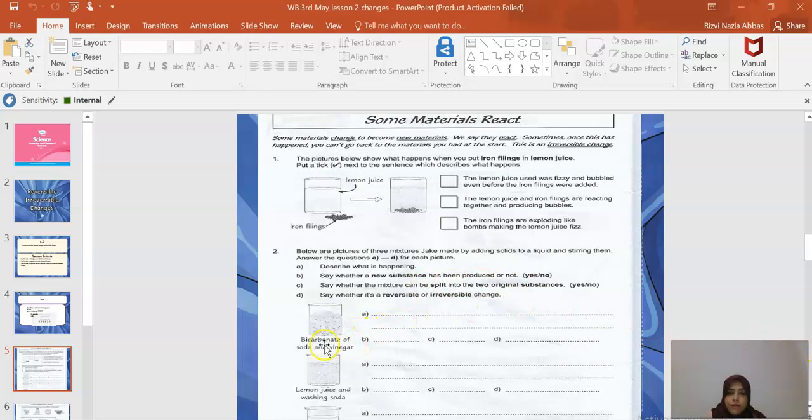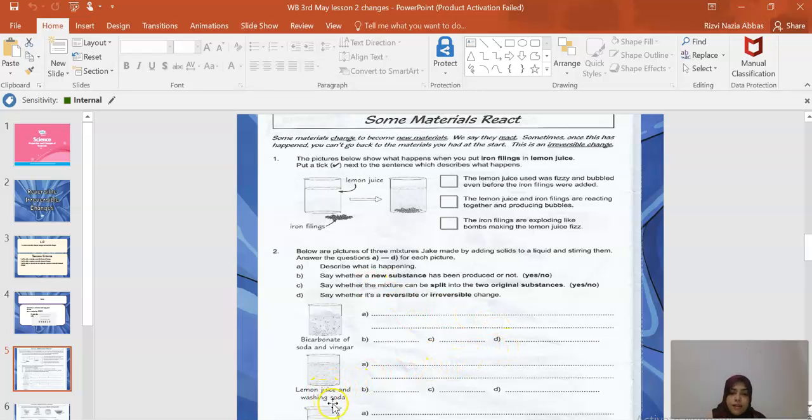If a new substance is produced, yes. If no, then you write no. And then C is where you say whether the mixture can be split into the two original substances. So can you get back bicarbonate of soda and vinegar separated? And whether it is reversible or irreversible.